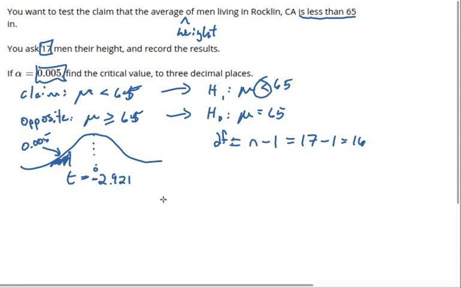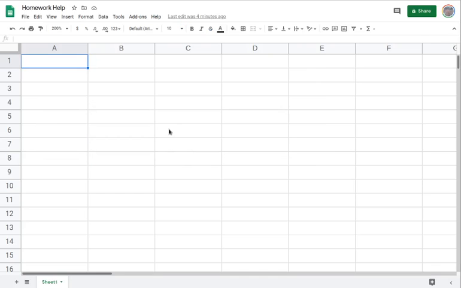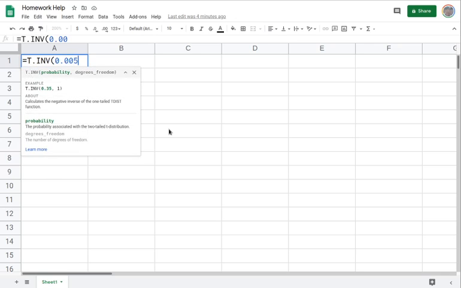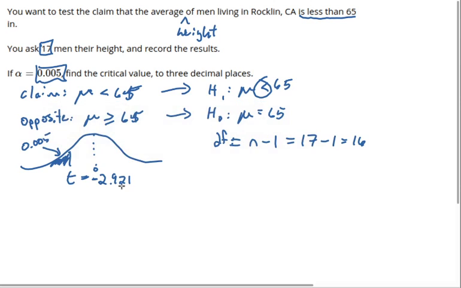Now, if I want to use a spreadsheet to find this, all I have to do is keep those same things in mind: the significance level, the degrees of freedom is 16, and the fact that it's a left tail test, so I should end up with a negative critical value. So I'm going to put into the T.INV function the significance level and the degrees of freedom, and that tells me my critical value is negative 2.921 if I round to 3 decimal places.